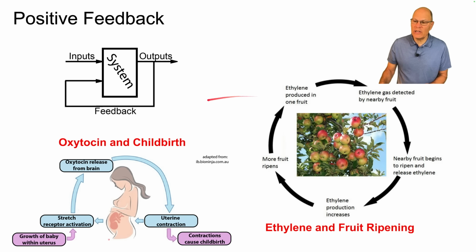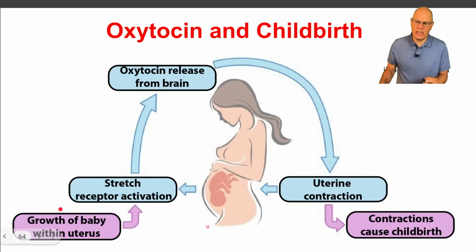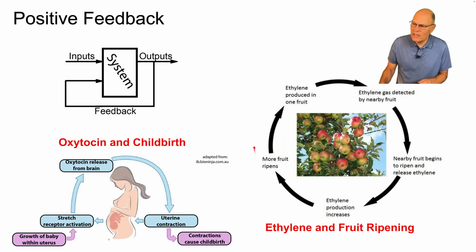There are also positive feedback loops. One to know about involves oxytocin and childbirth, and it works like this. As the baby grows, it activates stretch receptors in the uterus. That causes the release of the hormone oxytocin, which then feeds back to the uterus, increasing contractions, activating the stretch receptors. That process culminates in childbirth. A similar positive feedback loop works with fruit ripening and the gaseous hormone ethylene.